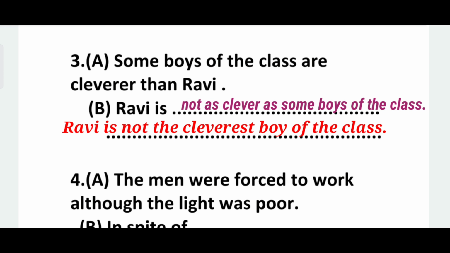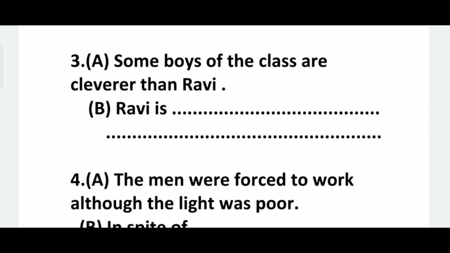Ravi is not the cleverest, superlative degree, boy of the class. And Ravi is not as clever as some boys of the class. As clever as or so clever as some boys of the class. Positive degree. Clever, cleverer, and cleverest. A revision of everything that you have been learning all this while.